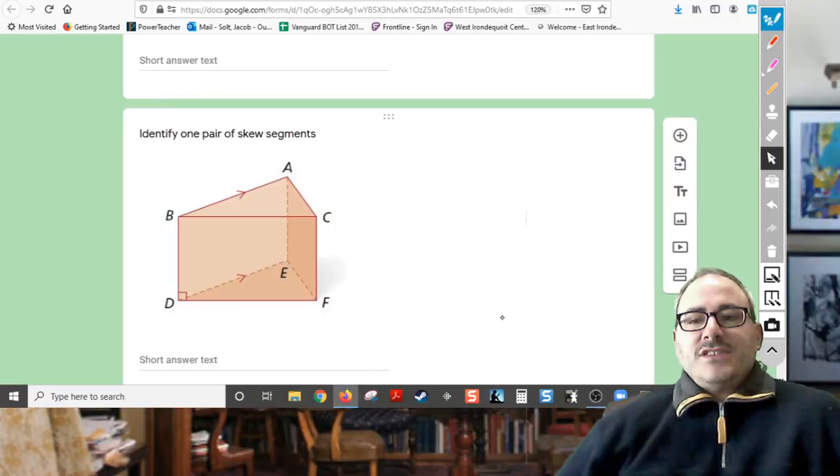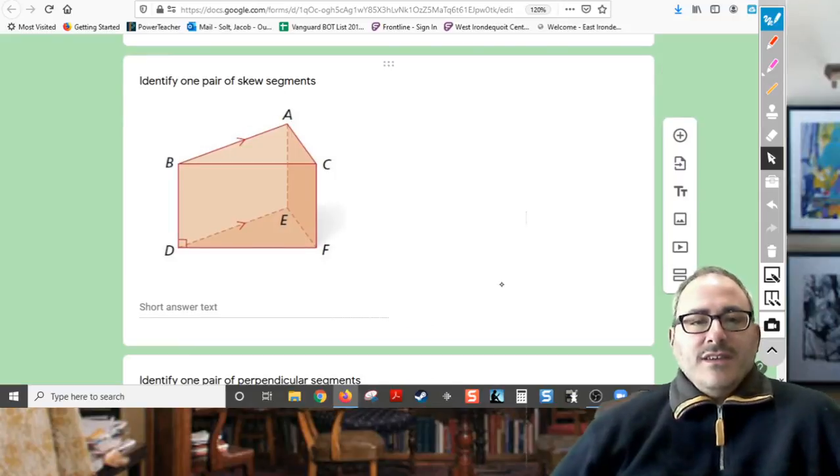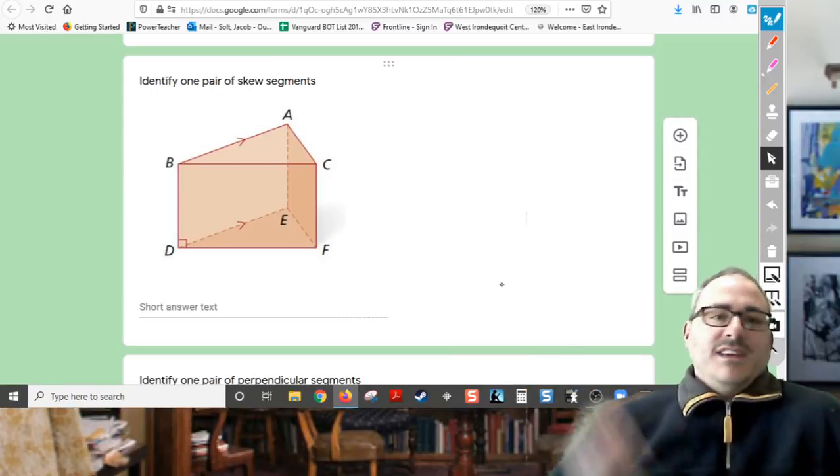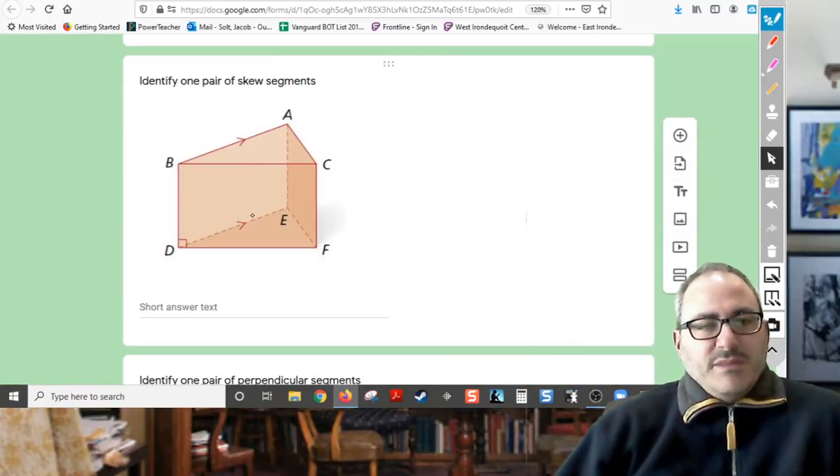Identify a pair of skew lines. I think I will do this one, mostly because my clock's about to chime 12 times because it's noon, which means I need to get some lunch.